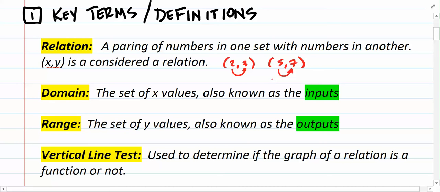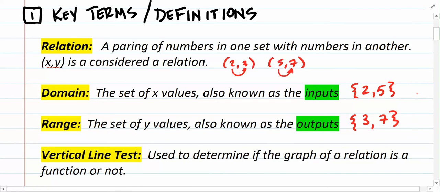The domain is the set of all x values, also known as the inputs. So if I consider this relation up top here, (2, 3) and (5, 7), the domain would be the set of all the x's, so it would just be 2 and 5. The range is the set of all the y values, also known as the outputs. So if I consider my relation up here, then the outputs would be the set consisting of 3 and 7. Those are just the y values or the outputs.